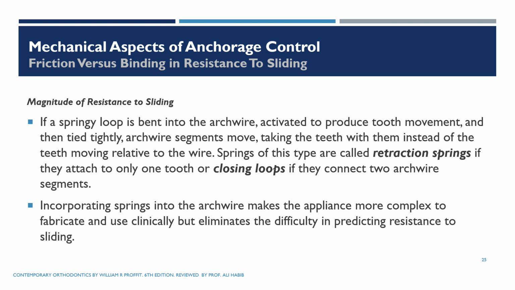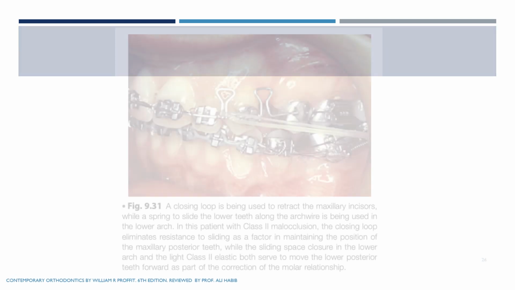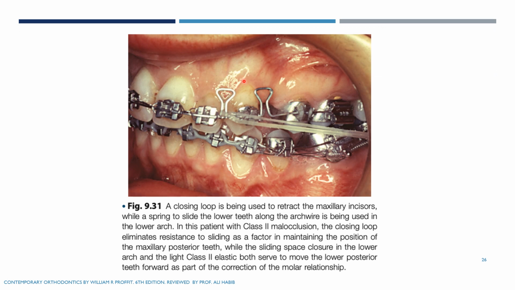That's why, to avoid loss of anchorage and to avoid resistance to sliding, there is another way to close space, which is by using retraction springs. Retraction springs or closing loops will try to bring the anterior teeth backward on the wire by moving the whole segment back without any kind of friction. What they call frictionless mechanics.